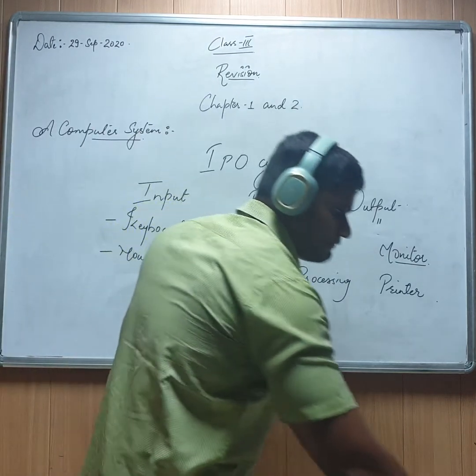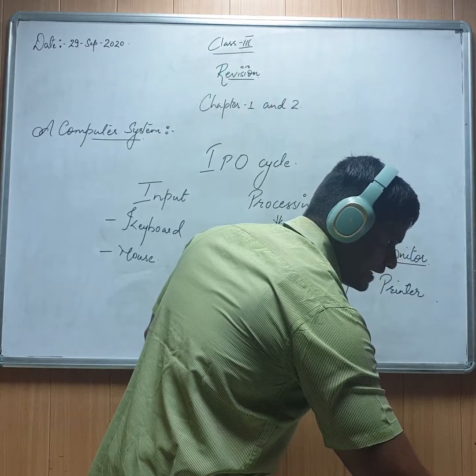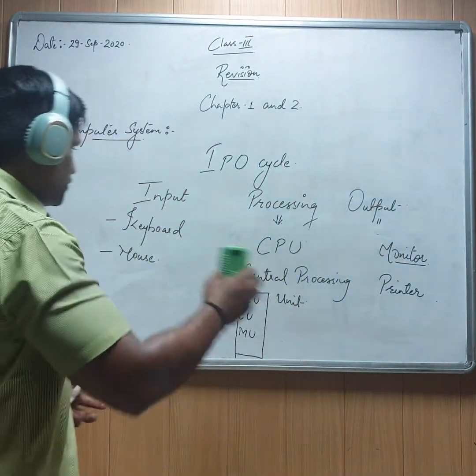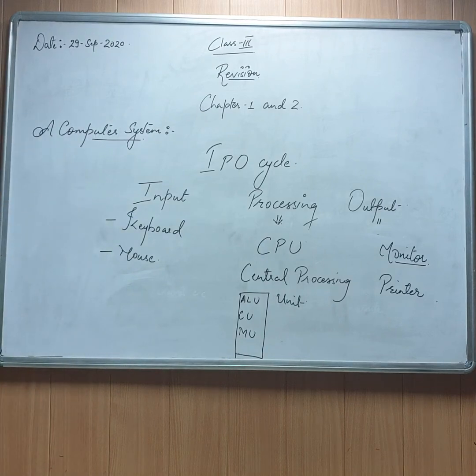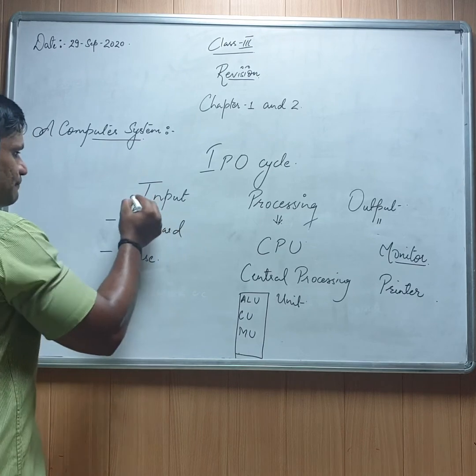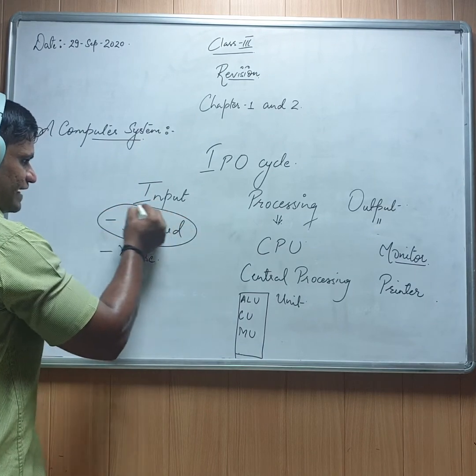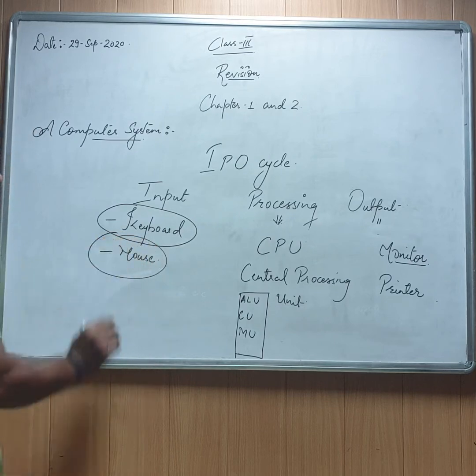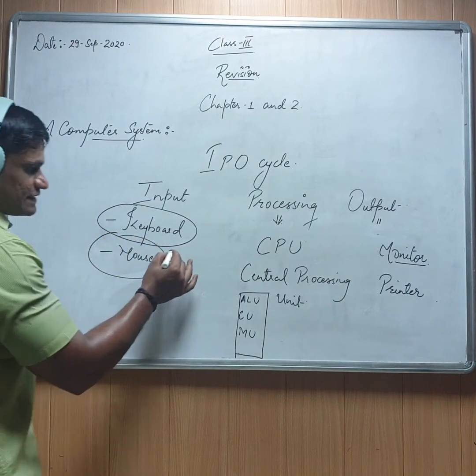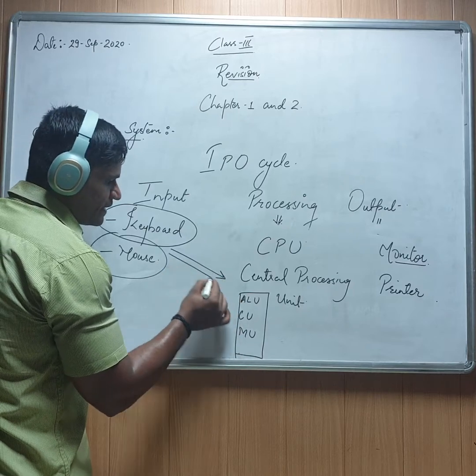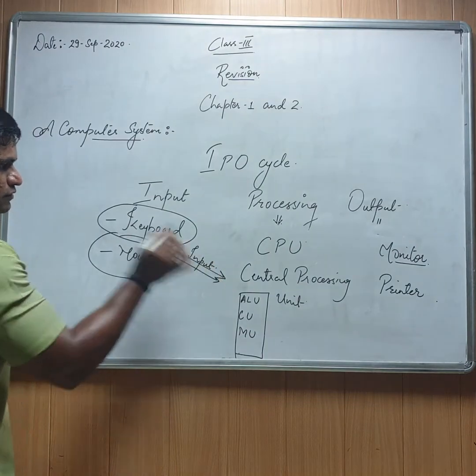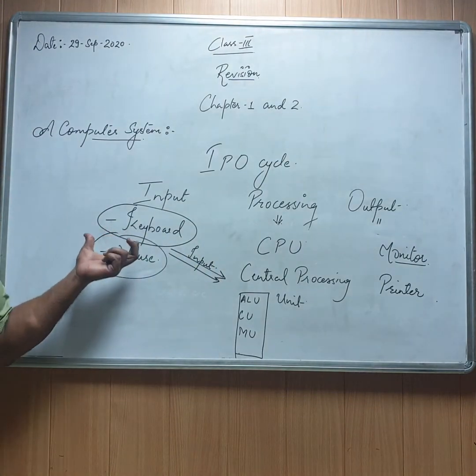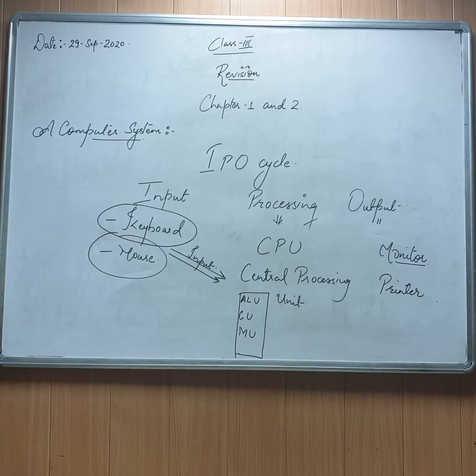After that, we will have the functioning of the IPO cycle, that is, how the function performs. The computer system receives the instruction or command by using the keyboard, which is supplied to the central processing unit. It's input, which you have given using the keyboard or mouse.